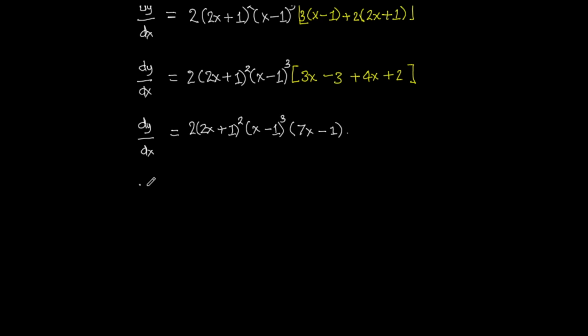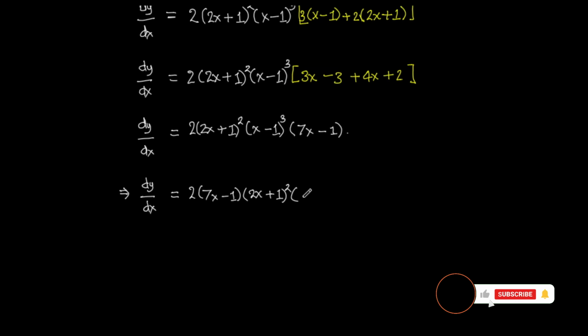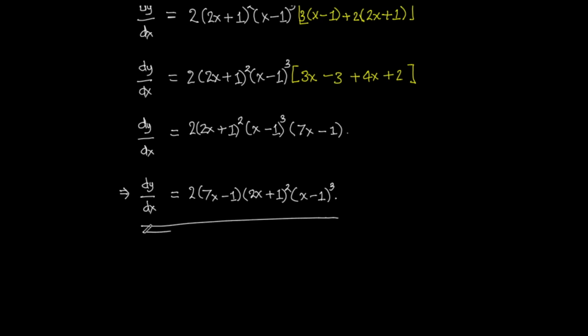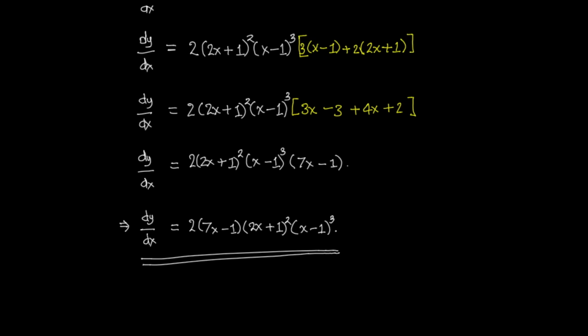So finally this implies that dy by dx is given by, I can say 2, opening up, starting with the first bracket, 7x minus 1, then come to the second bracket, and that is 2x plus 1 raised power 2, and then finally here we have x minus 1 raised power 3, and that is the derivative using product rule when you have this kind of question, and this is how we handle it.